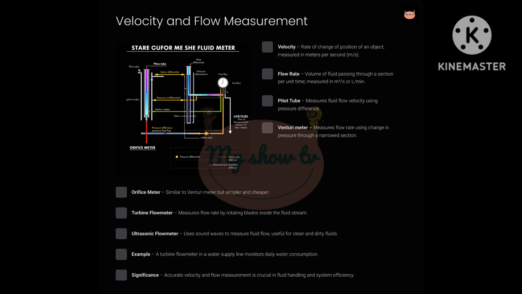Example, in a municipal water line, a turbine flow meter may be used to measure how much water is being used daily. Significance: these measurements help in process control, detecting leakages, and ensuring that pumps and pipelines are functioning efficiently.